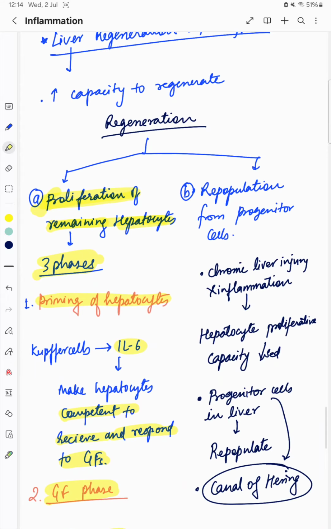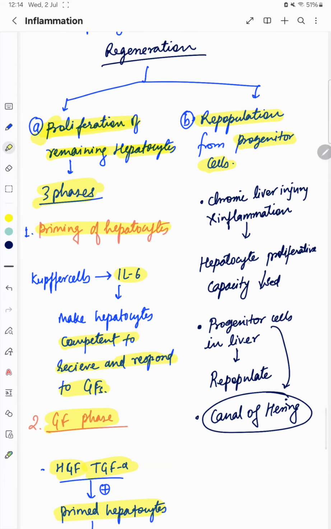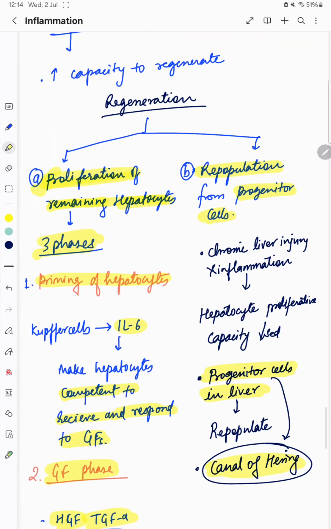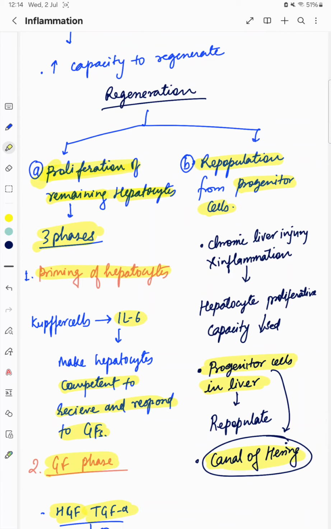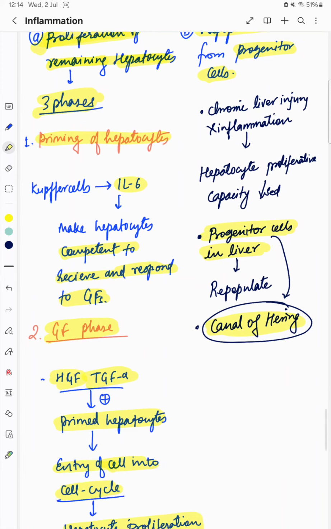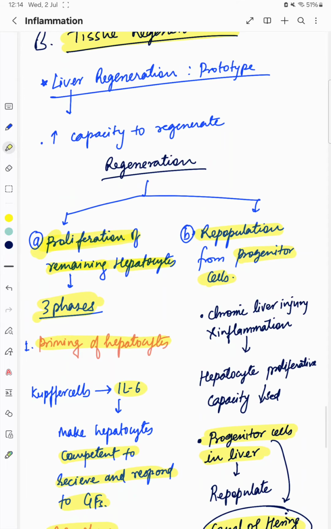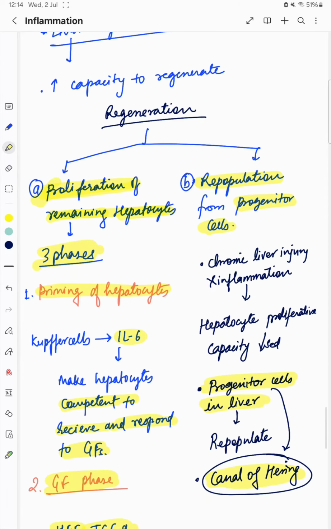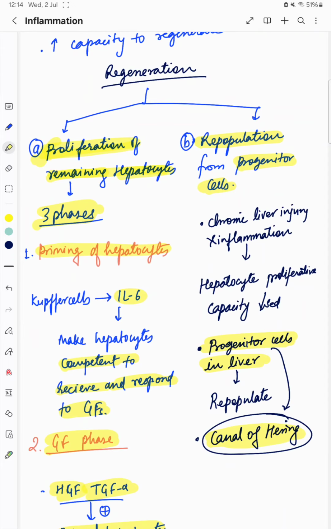On the other hand, regeneration can take place by repopulation of hepatocytes from progenitor cells. In chronic liver injury and inflammation, the hepatocyte proliferative capacity usually decreases very severely and they cannot regenerate. In that case, progenitor cells in the liver that are present in the canals of Hering repopulate and fulfill the demand of the damaged cells. So this is the tissue regeneration we have discussed, particularly in the setup of liver injury, by proliferation of remaining hepatocytes or by repopulation from the progenitor cells.